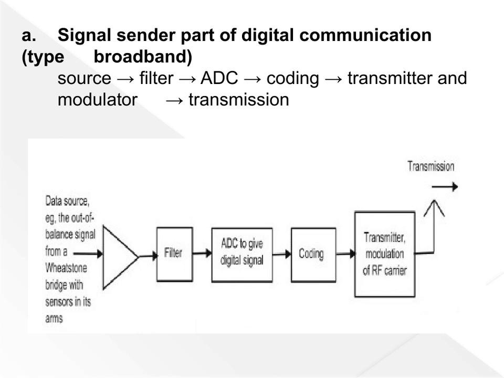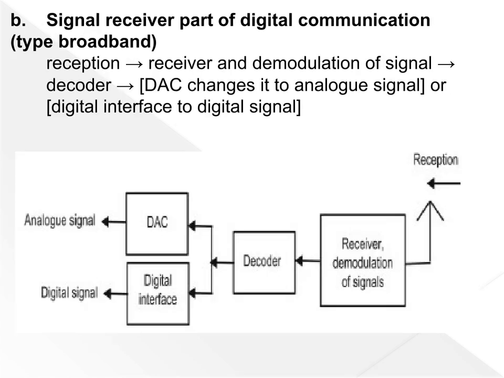This entire process is fundamental in digital communication systems because it ensures that information is accurately converted, encoded, and prepared for reliable transmission over broadband channels. Each step plays a vital role in maintaining the integrity and efficiency of the data as it travels from sender to receiver.